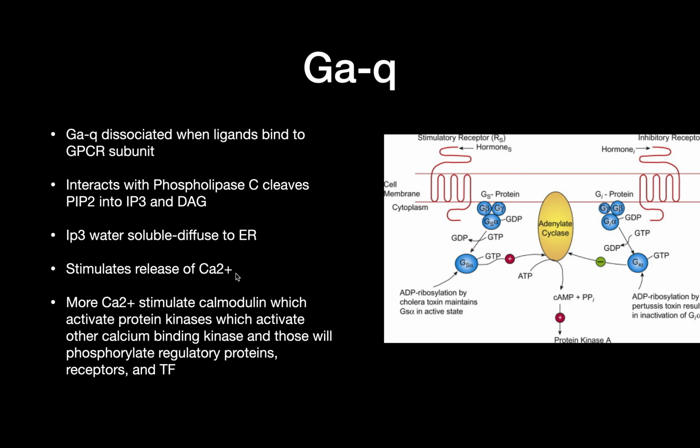The more calcium ions there are, the more it stimulates calmodulin, which will activate other protein kinases, which in turn activate the calcium binding kinase, and those will phosphorylate the regulatory proteins, receptors, and transcription factors.